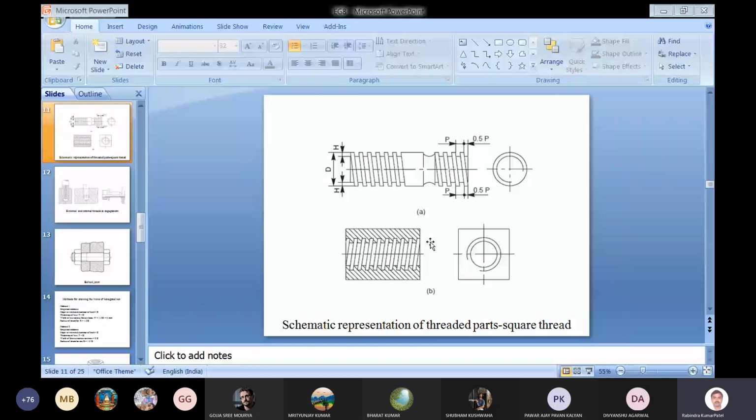This is the case of internal thread. In case of internal thread, you have to show the outer circle broken, and in case of external thread, you will show the inner circle broken. The reason behind it is that if we see from this side, a bigger circle which corresponds to the root will not be visible from the side.